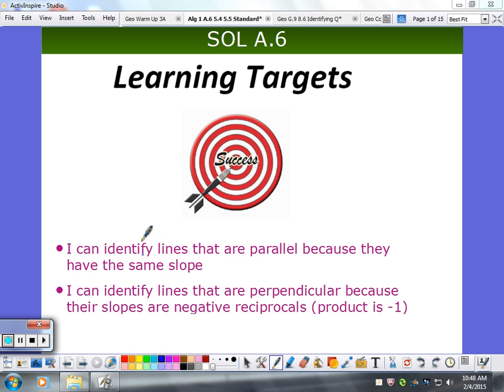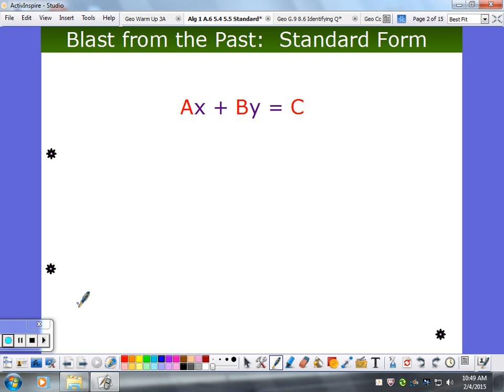So we are today going to continue with our linear equations. We're going to be working a little bit with parallel and perpendicular, but before we do that, I want to give you a little blast from the past. Remember standard form? Ax plus By equals C.